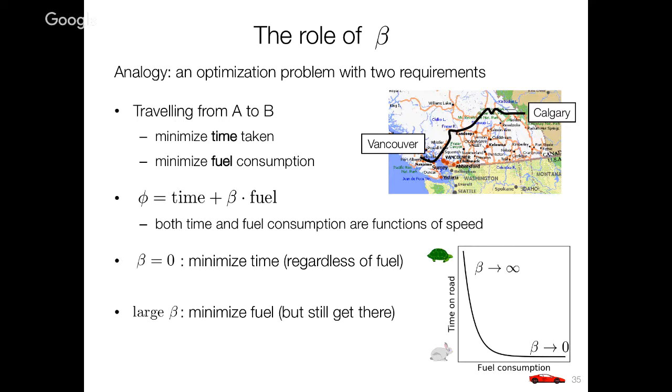The other end of the scale is when beta is really large, and we want to minimize the amount of fuel we're using. We still have to get there, of course, but that's going to put us up at this end here. We've got best fuel consumption, and time on the road could be long. So probably neither of those end things are going to be really what we want to do. We probably want to have some trade-off. We want to be operating someplace in here.